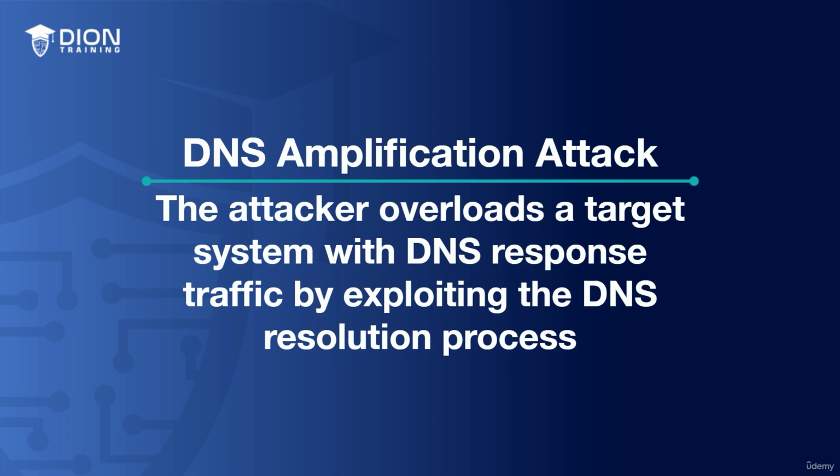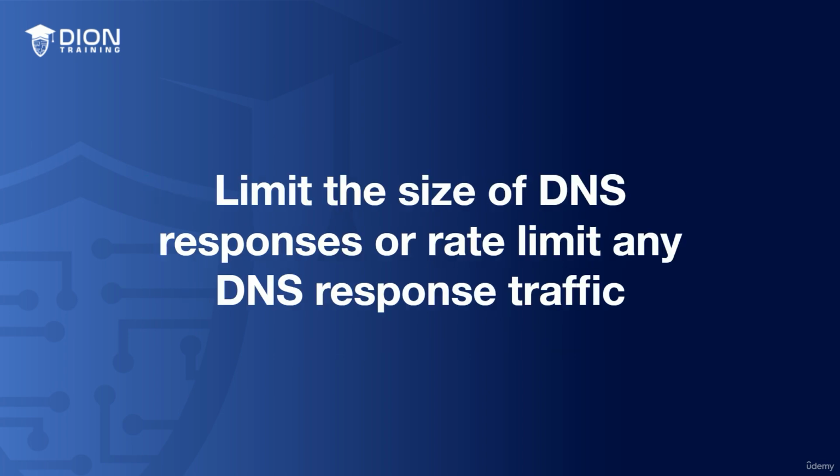For example, an attacker could send a small query to an open DNS server to request a large amount of data, like the entire list of hosts in a domain. This will be sent to the victim's IP address, which in turn causes a flood of unwanted traffic, which can appear to look like a DoS attack against the victim's system. One way to mitigate DNS amplification attacks is to limit the size of DNS responses or rate limit any DNS response traffic to mitigate the impact of this type of attack.